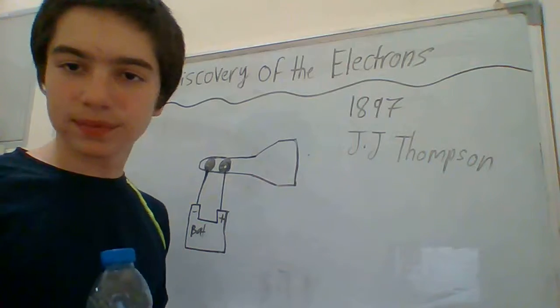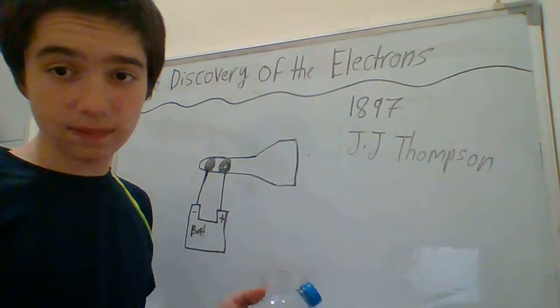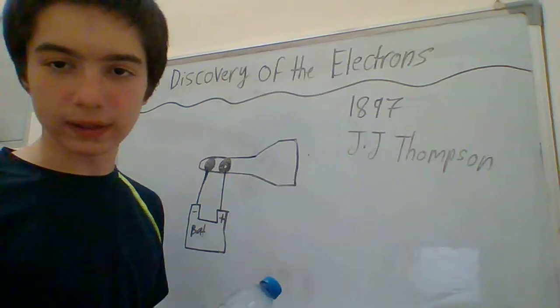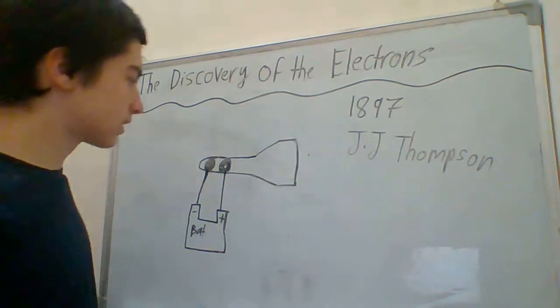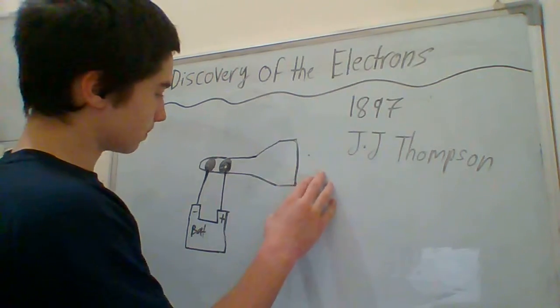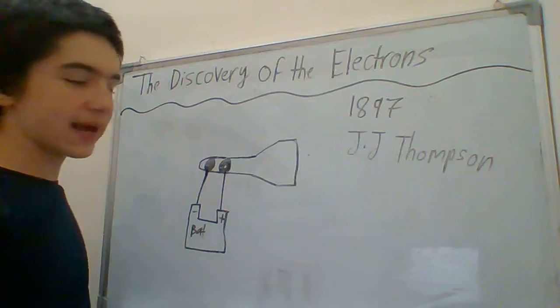But at that time, they didn't know what electrons are. They didn't know that electricity is simply electrons moving. Okay, so J. J. Thomson took that empty glass tube, out of air, and placed those two electrodes.